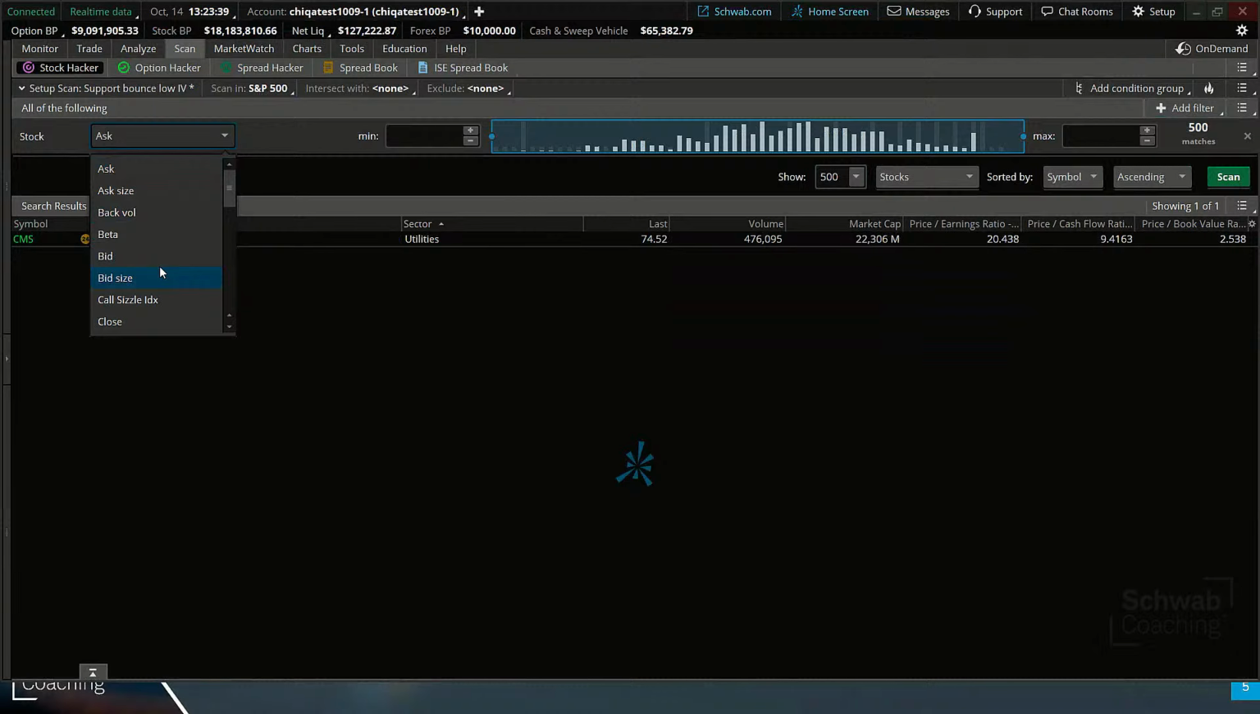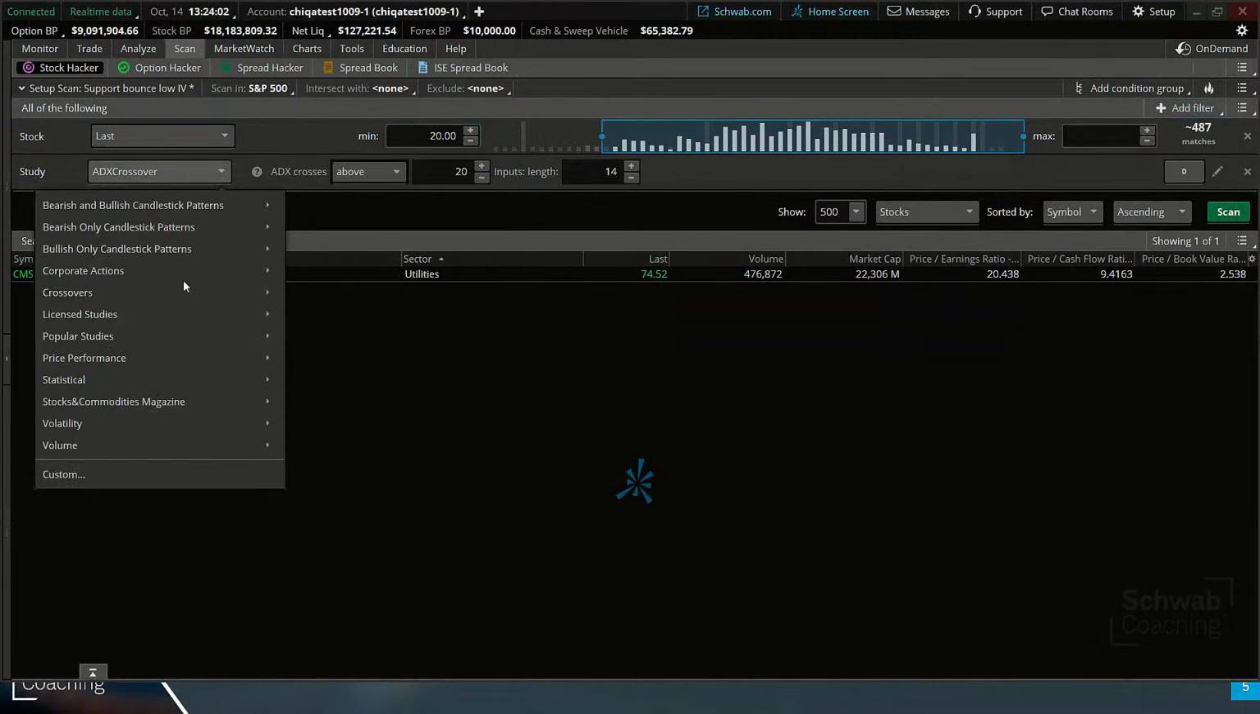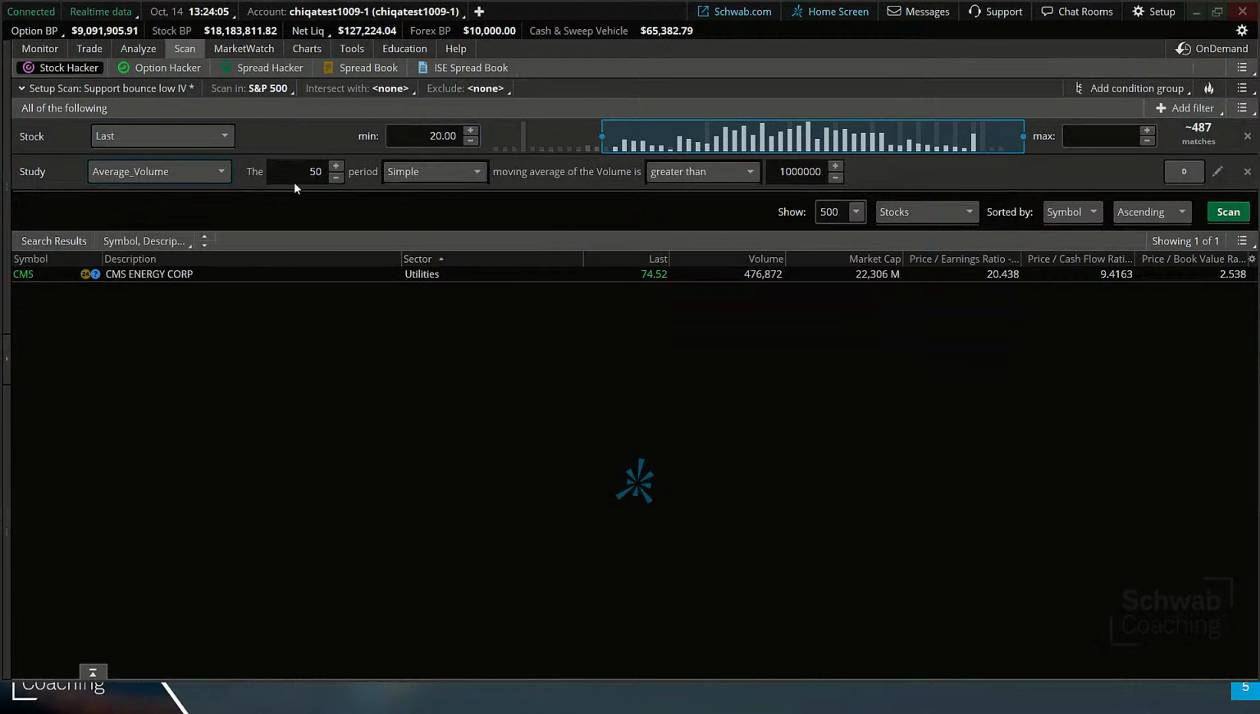Another thing I wanted to make sure I did was place a price minimum on the stocks and the options on which I'm looking to trade. I don't want too cheaply priced stocks, because then the capital efficiency really isn't there on the options in that case. So I'm going to look at least $20. I'm going to add another filter using a study filter, and I'm going to look at volume, because the more liquid the underlying shares are, likely the more liquid the options are. So I'm going to start with a minimum of the 50-period moving average of volume being greater than 1 million. That's going to give me some of the most liquid stocks there.